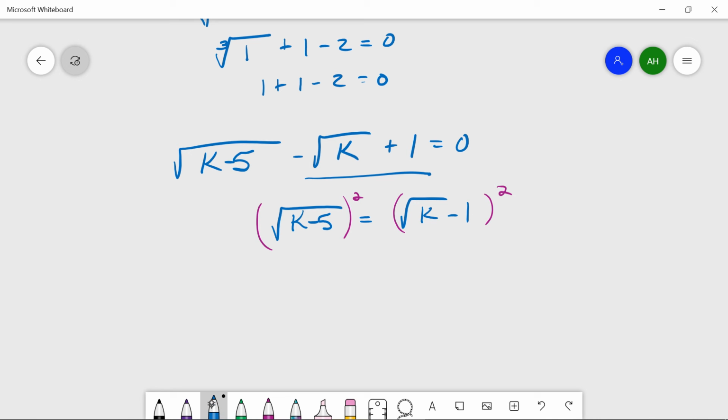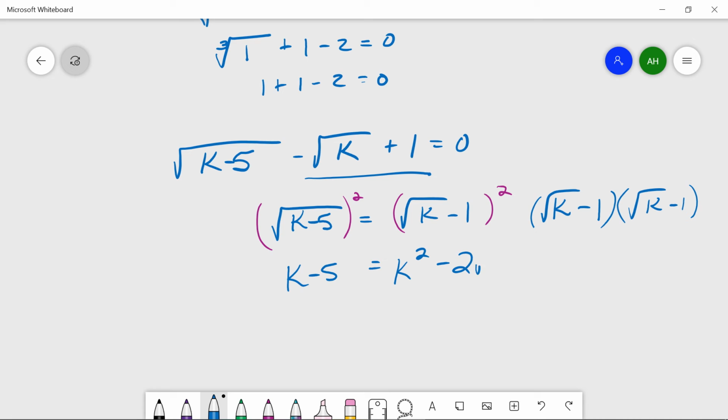When we do that, over here we get k minus 5. And think about it over here: we're going to have root k minus 1 times root k minus 1. That's going to give us k minus 2 root k plus 1. So let's move things around. We're going to bring this 2 root k over here. Oh, this k should not be squared. Sorry, guys.